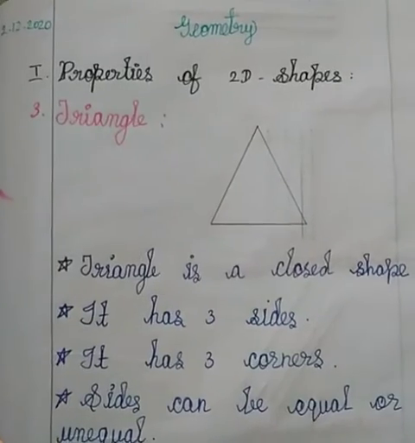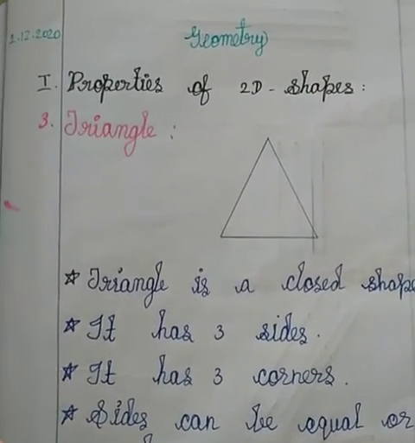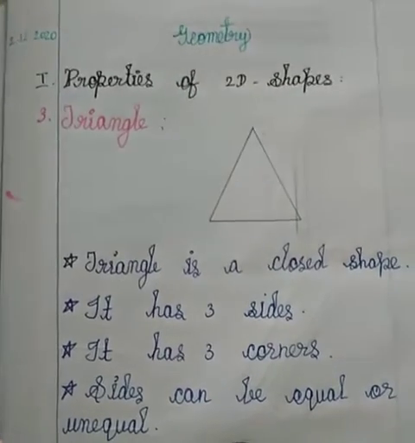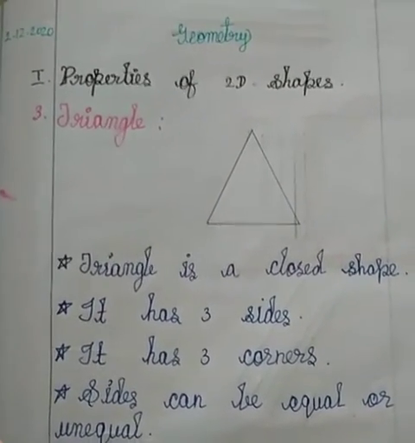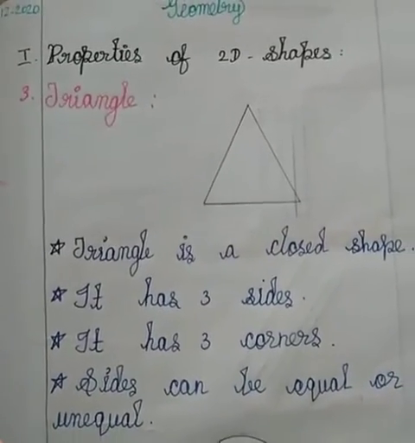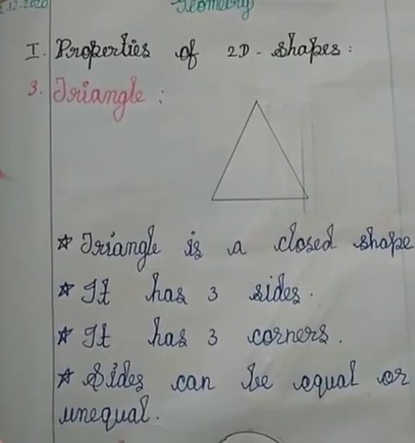Okay students, listen. Today we are going to see the properties of the other two 2D shapes, triangle and circle. Yesterday we saw the properties of square and rectangle. Today we are going to see the properties of triangle and circle. See the first one, triangle.